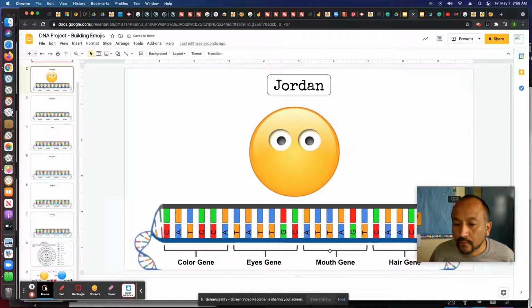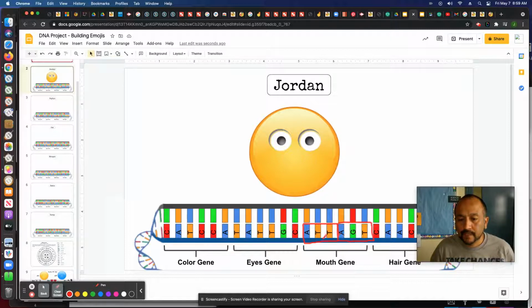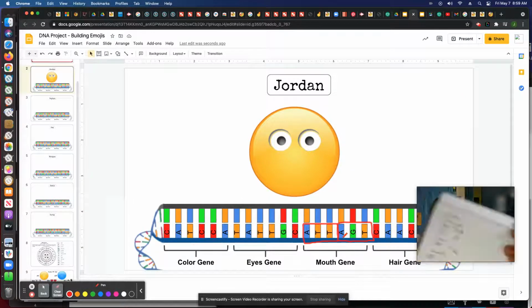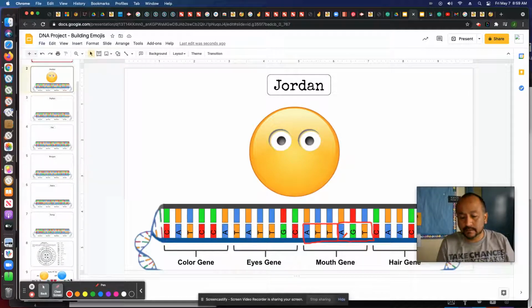And now we're looking to build Jordan's mouth. Jordan's mouth has the DNA sequences of ATT and AGT. ATT and AGT. Yeah, see, and I'm writing it down. And I'm also writing down that we're building the mouth for the emoji. So the mouth, and we have ATT and AGT. So we're going to look for those 3 letters in our DNA code decoder.